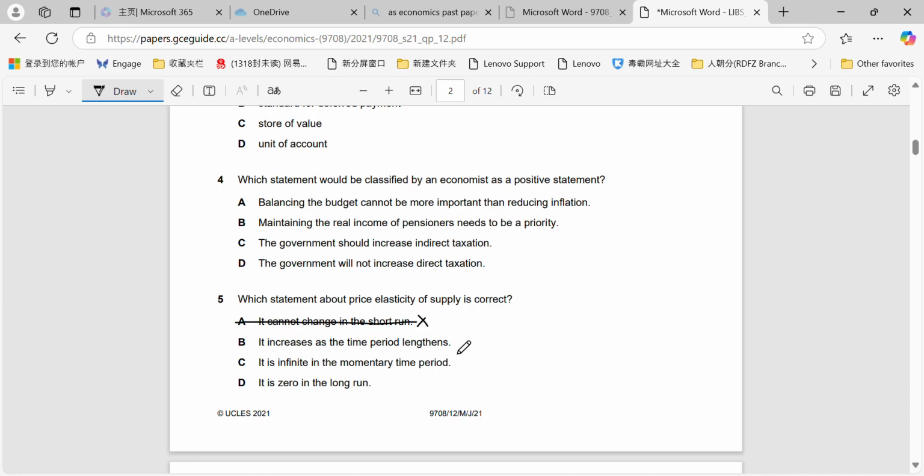It increases as the time period lengthens. That is true. As the time period goes on, the availability of obtaining capital equipment, for example, will become easier over a long time period, which will make their ability to supply their product to the market easier, and therefore it will make their PES value more elastic. Infinite in the momentary time period, no, blatantly false. And it is 0 in the long run, also blatantly false. We just said it becomes more elastic in the long run.